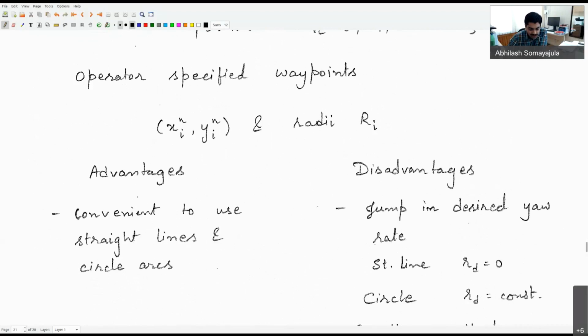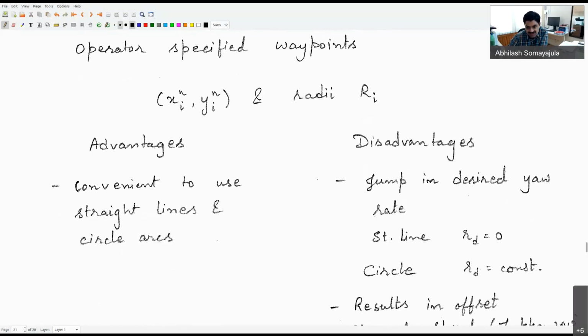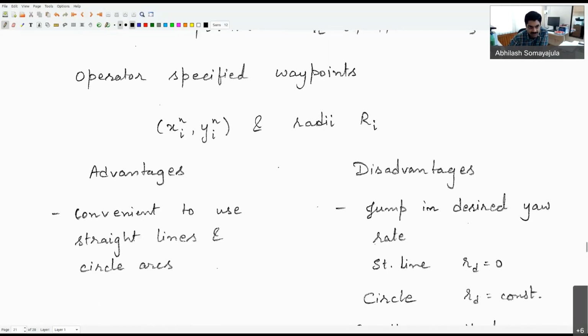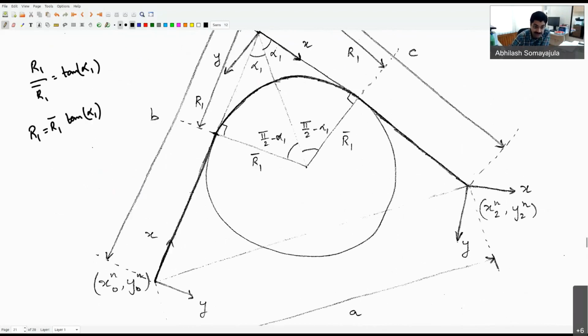Now, the advantage of this is that it is convenient to use. This sort of guidance mechanism is convenient because we are simply using straight lines and circles, so there's nothing complex about the path that we are trying to follow. But at the same time, it does have certain disadvantages. There is a jump in the desired yaw rate, because as I progress along the straight line my yaw rate is 0, and then suddenly I want my yaw rate to conform to the rotation along the circle. And then again, when I go back onto the straight line, the yaw rate has to come back to 0. So there is a jump in the yaw rate.